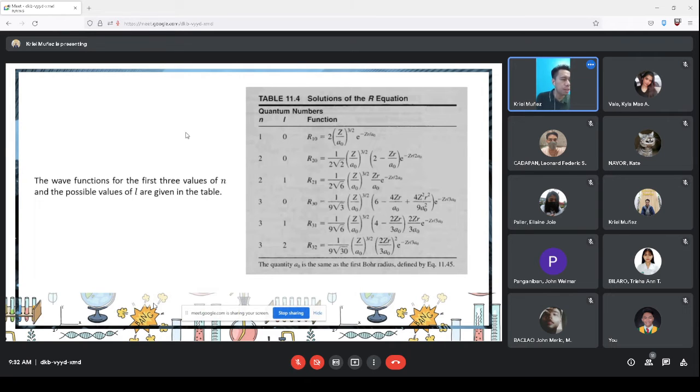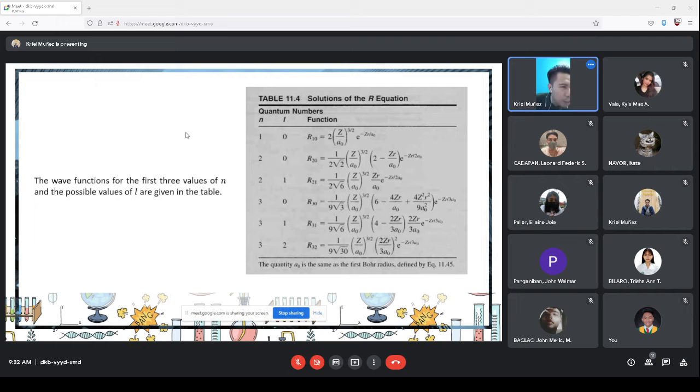Ngayon. So, as you can see, we have table 11.4 here. These are the solutions of the R equation. Hindi to particular class just for hydrogen. This is true for hydrogen-like atoms since hindi naman nila ginuwan yung ating Z.